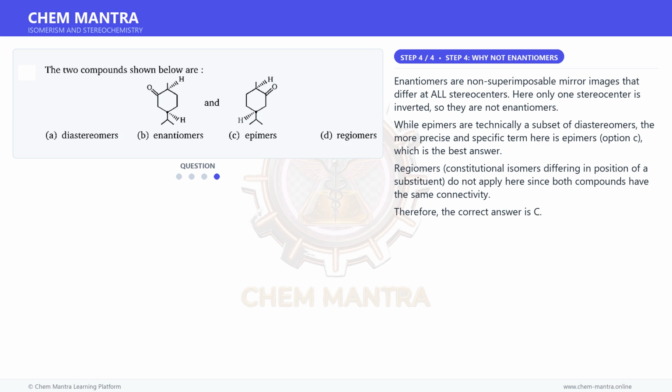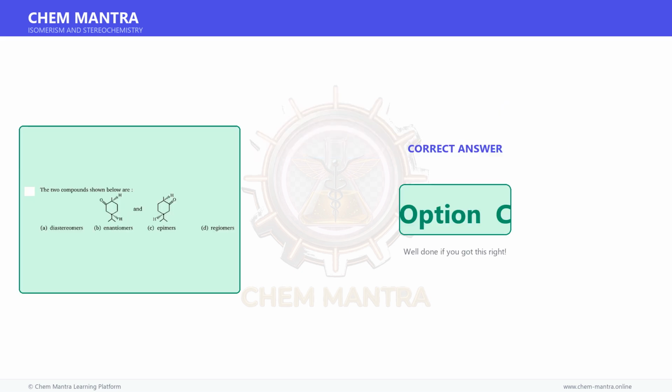is the best answer. Regiomers, constitutional isomers differing in position of a substituent, do not apply here since both compounds have the same connectivity. Therefore, the correct answer is C. Therefore, the correct answer is option C.